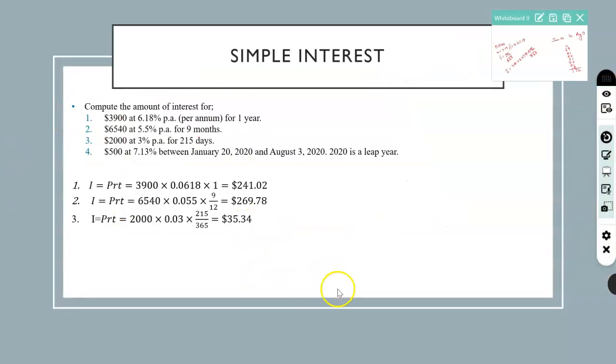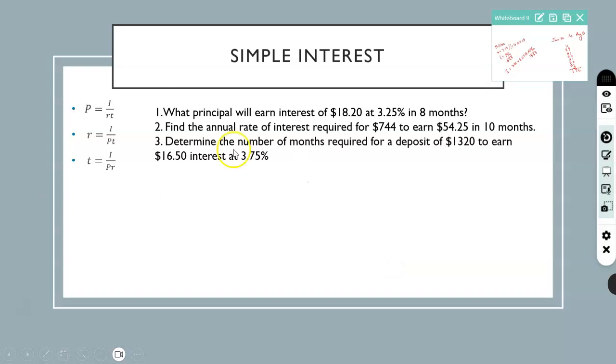Okay, so let's move to the next section. For your next one, we can use the same formula to calculate P, the principal amount, R, rate, and T, that is time, if your interest is known. So let's see a few examples. What principal will earn interest of 18.20 at 3.25% in 8 months?